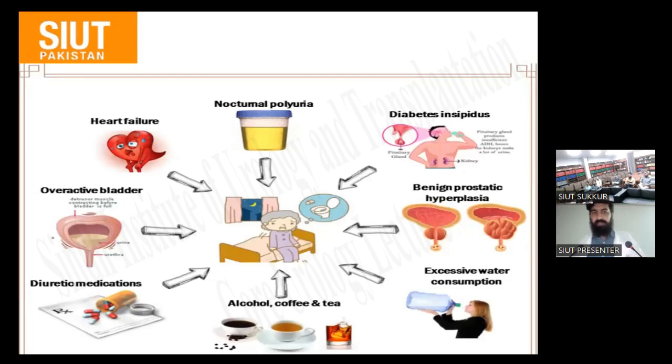There are many causes of nocturnal polyuria: heart failure, overactive bladder, diuretic medication, antihypertensive medication, alcohol and coffee intake, diabetes insipidus, benign prostatic hyperplasia, and excessive water consumption.